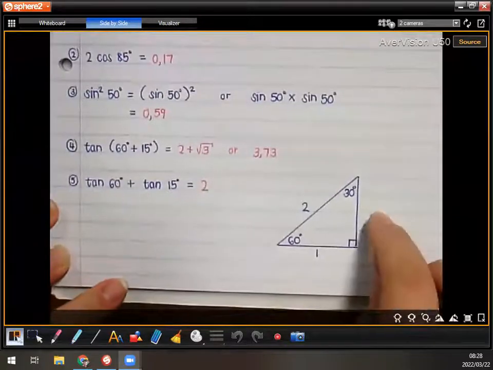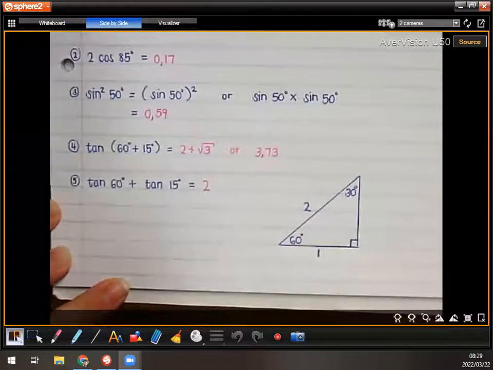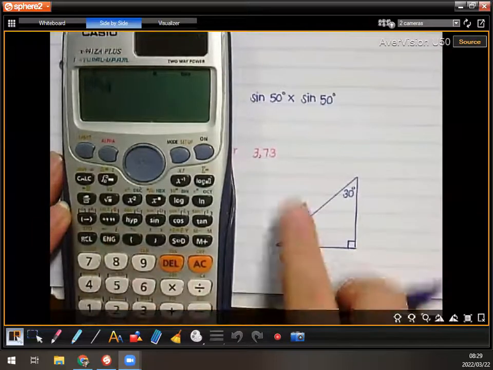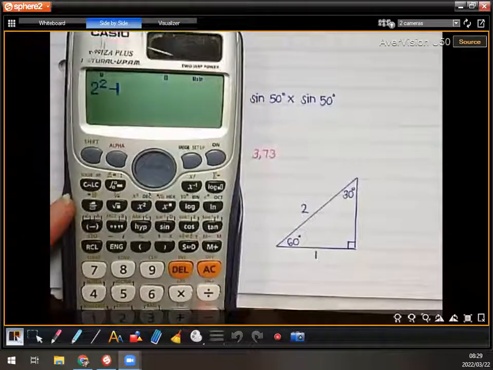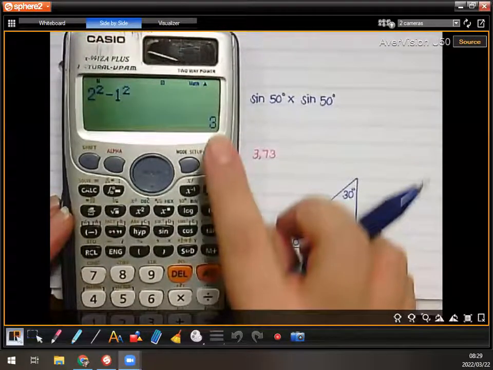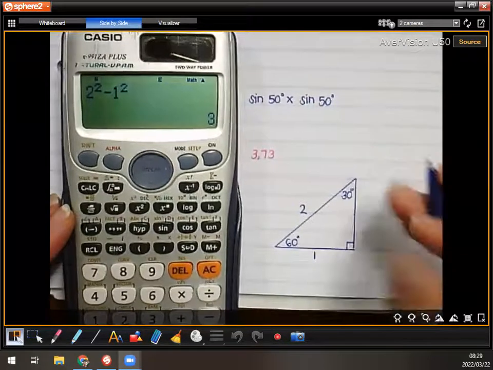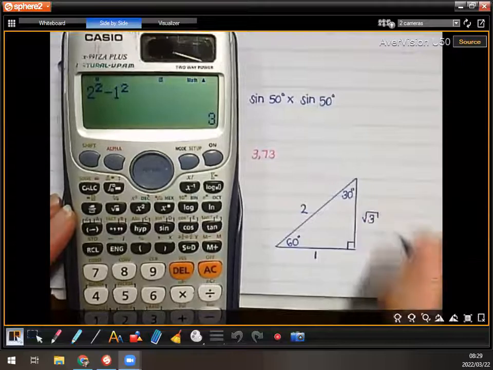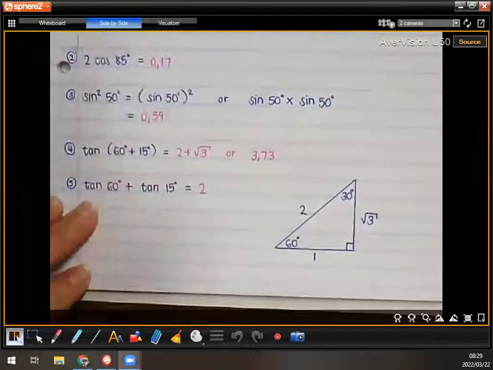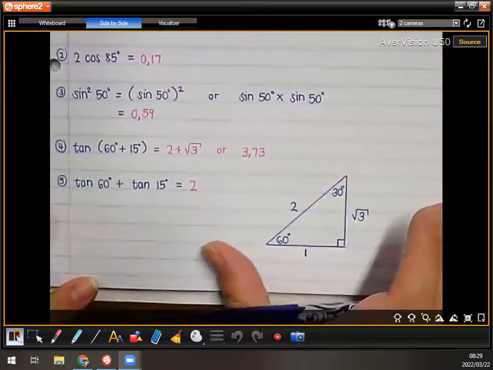So guys, how can I find this third side? Pythagoras. Can we do that with me? We'll say that the third side is going to be hypotenuse squared, so 2 squared, minus the other side squared, 1 squared, which is obviously just 1. That is equal to 3, but that is this side squared. So this side is then going to be the square root of 3. This is known as one of the special triangles.